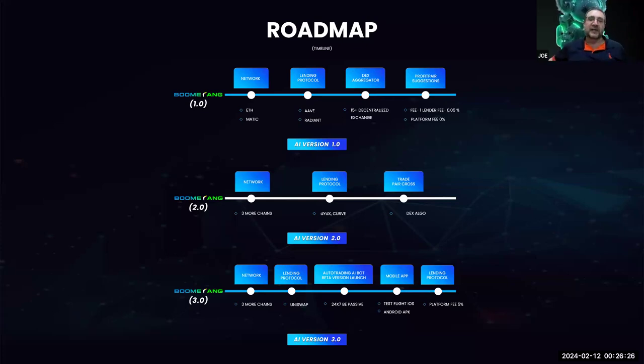Then we move to Boomerang 2.0. So then we'll add 3 more chains onto the network, 2 more lending protocols, which are DYDX and Curve, and DEX and Algo as the trading pairs cross. Then we move to Boomerang 3.0. So networks, 3 more chains again, and then we'll finally be adding Uniswap to the lending protocols, and the auto trading will be the latest feature that's added.